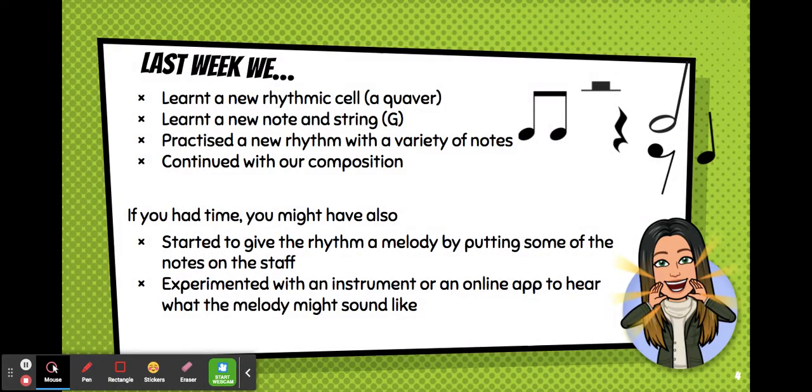Last week we learned a new rhythmic cell called a quaver. And remember, this here is a pair of quavers. We learnt a new note and a new string, and that was G. We practiced a new rhythm with a variety of notes, and we continued with our composition. If you had time last week, you might have also started to give the rhythm a melody by putting some of the notes on the staff or the stave. And I know some of you did that, some of you didn't, which is fine. That was only if you had time and you got to it. And you may have started to experiment with an instrument or an online app to hear what the melody might sound like.